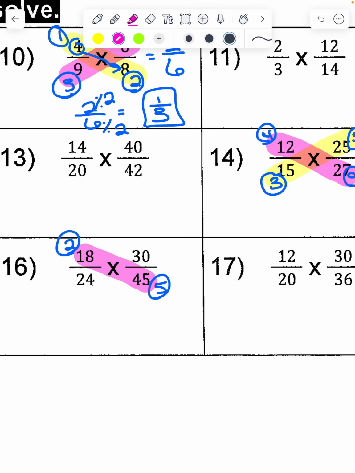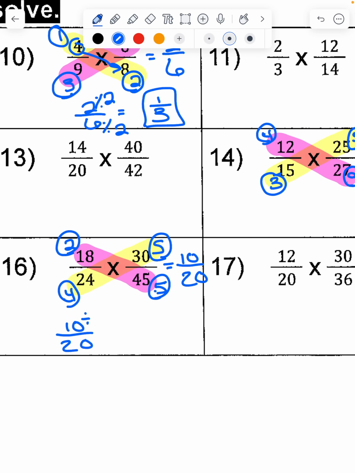Okay. And then the other way, what can go into both 24 and 30 evenly? They're both even, so yes, 2 does go in, although there's a higher number that goes in. So 2 goes into both of them, 3 goes into both of them, 6 goes into both of them. You want to try to find the greatest factor that goes into both of them. So 6 goes into 24 4 times, and 6 goes into 30 5 times. And then when we multiply straight across, 2 times 5 is 10, and 4 times 5 is 20.